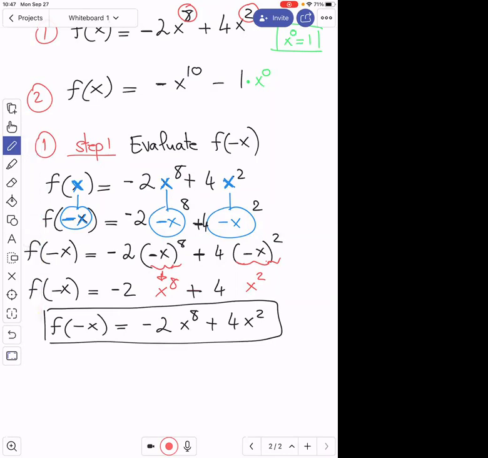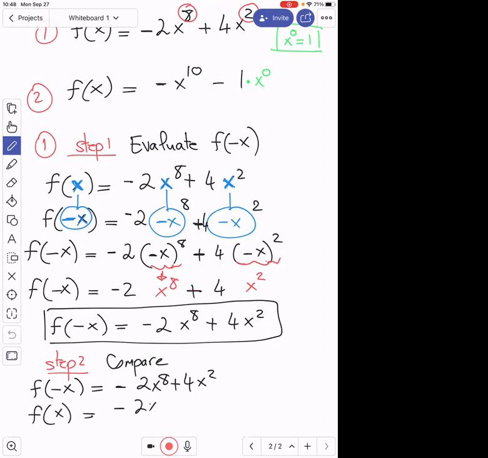Then step 2, if you compare this f of minus x, that's what I got in the first step, to the original f, my original f of x, it's actually the same thing. So both are equal to the same thing. So the answer is that f of x is even, because they are equal.